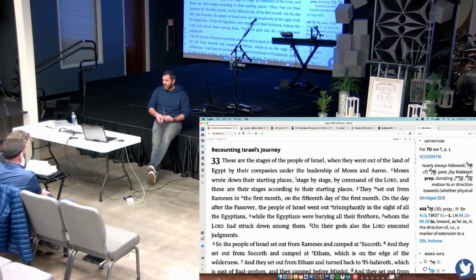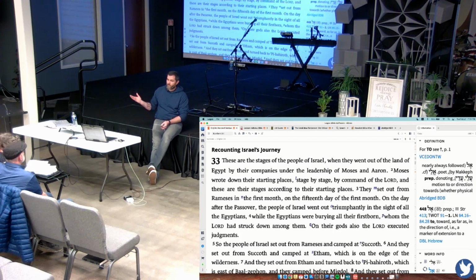So he's going back, he's saying, these are the people who were redeemed out of Egypt. Moses wrote down their starting places stage by stage, by the command of Yahweh, and these are their stages according to their starting places. They set out from Ramses in the first month, so that's essentially where the story of Israel starts. In the first month, on the 15th day of the month, which is the day after Passover, which means that the story of Israel begins with the death of the Lamb. Pretty cool.